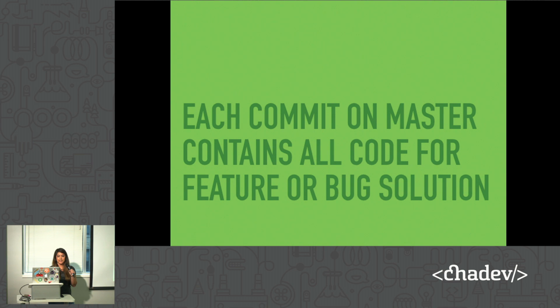And then finally, each commit on master contains all the code for a feature or bug solution. So this is a pro and a con thing. Some people love this, some people hate it. I personally like knowing that, oh, I want to go look at this one issue. Like if you tag them with your JIRA number, you can go look at that one issue and all the code for that story is in there.